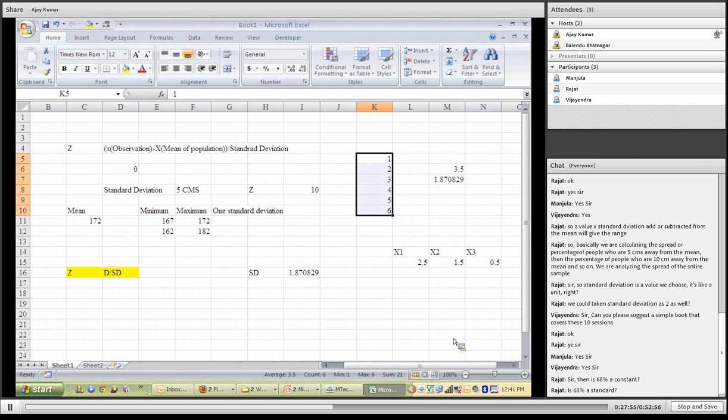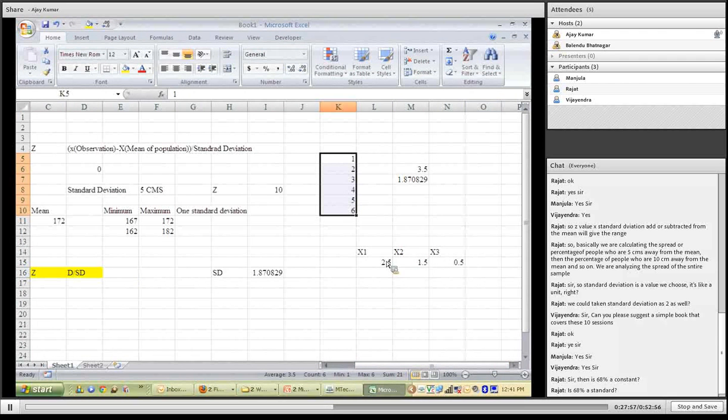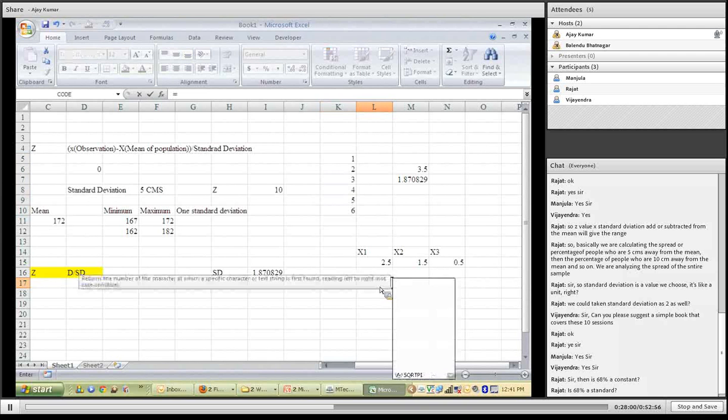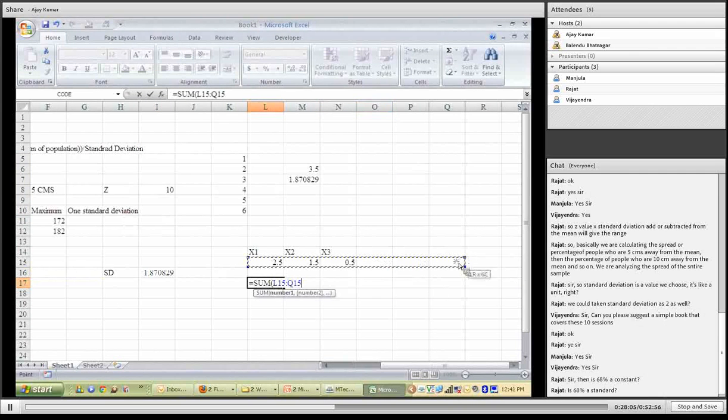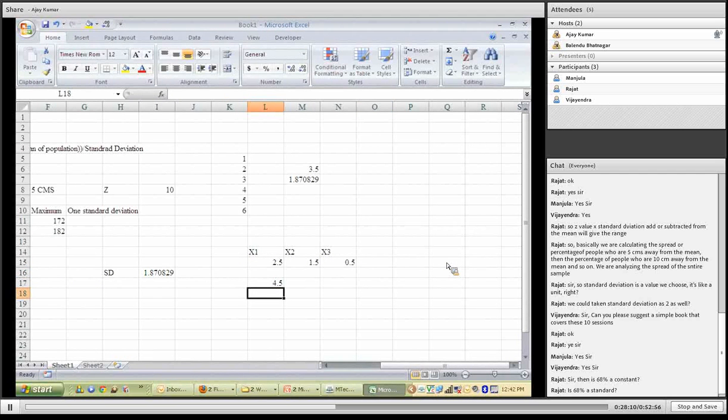If all these 6 observations can be added, if I take the sum of these, and if this sum would have been divided by the number of observations, which is 6, that would have been my standard deviation. Are you getting it? Does it make sense? So that you can understand it well, let's take x4, x5, and x6.